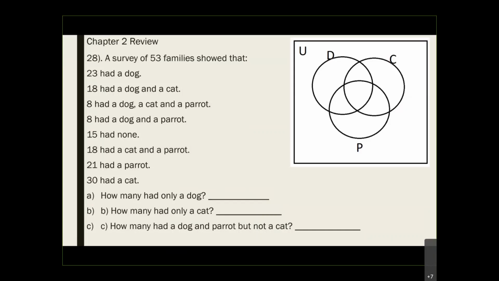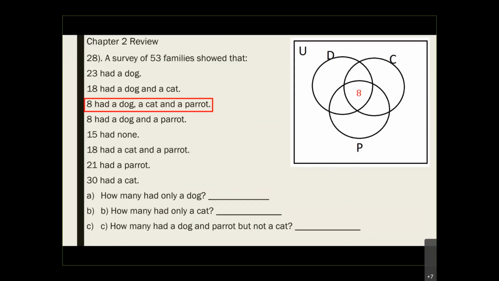We need to know how many people have dog, cat, and parrot. The information here is a little bit out of order, but do you agree that 8 of the family show that they have a dog, a cat, and a parrot, right? In this case, 8 is in the center, the intersection of all 3. Whoever is in this region has the dog, the cat, and the parrot, right?